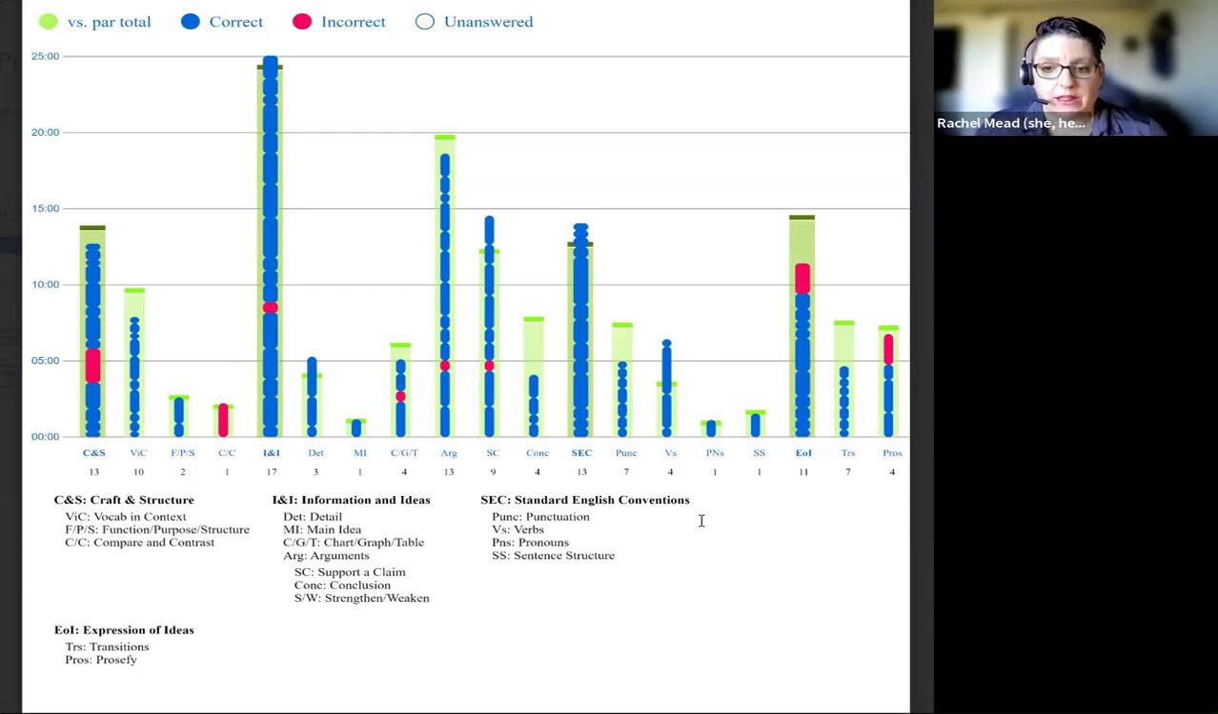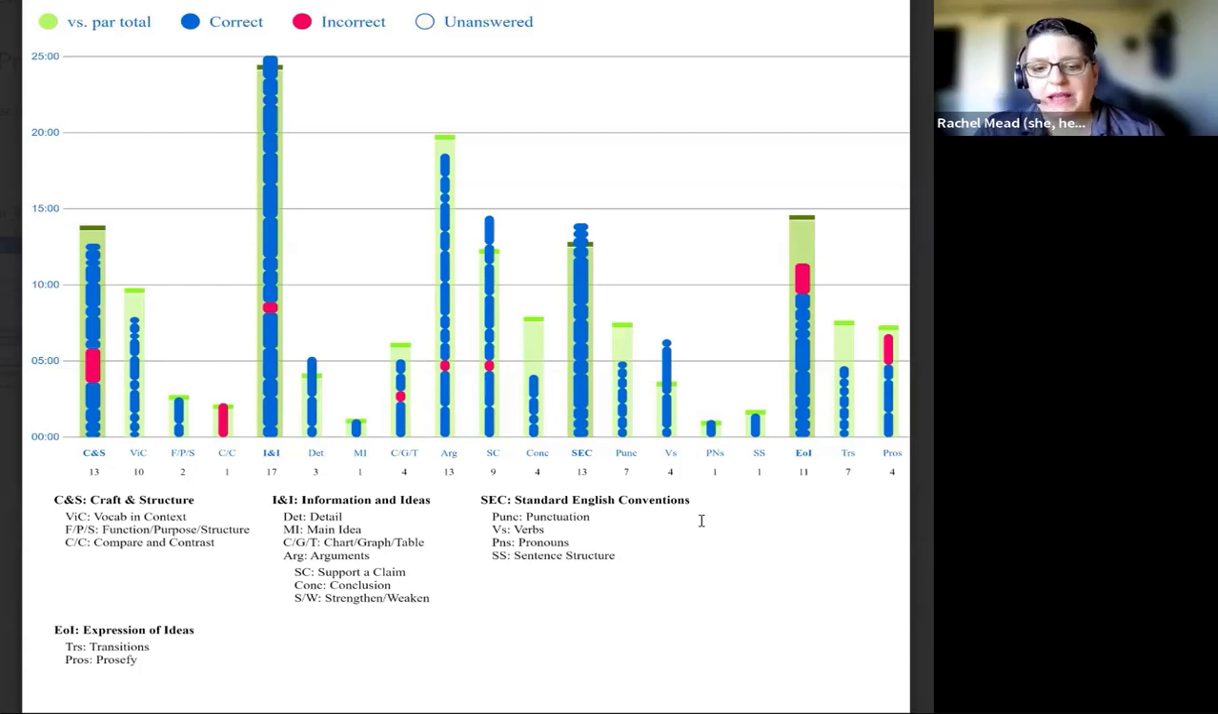So, again, this is telling me that yes, while punctuation was tested 7 times, the student did exceptionally with those. Their foundation is very solid. Let's come back and freshen up those verbs, and make sure that they are dealing with those smoothly and confidently and as quickly as possible.